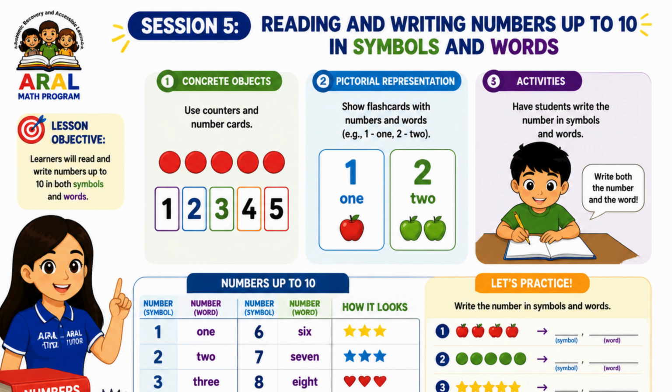Session 5. Reading and writing numbers up to 10 in symbols and words. Lesson objective: learners will read and write numbers up to 10 in both symbols and words. Methodology. Concrete objects: use counters and number cards. Pictorial representation: show flashcards with numbers and words such as 1 for one, 2 for two. Activities: have students write the number in symbols and words, and so on.